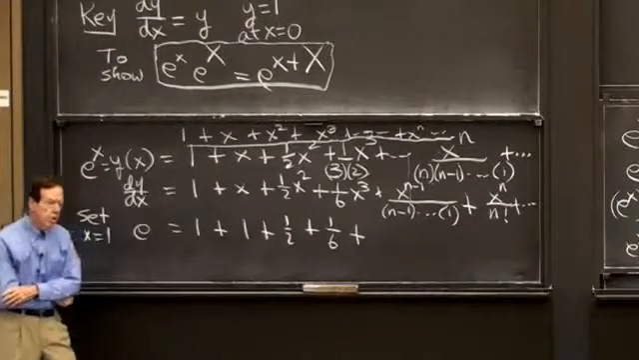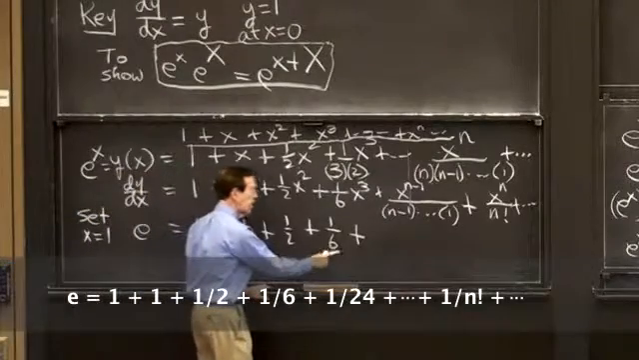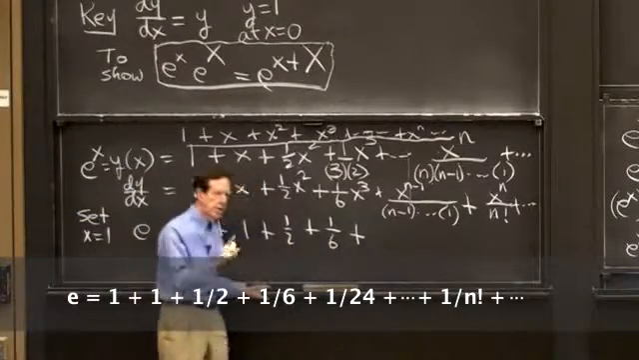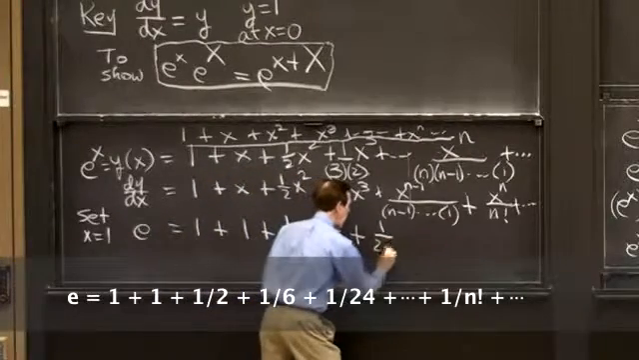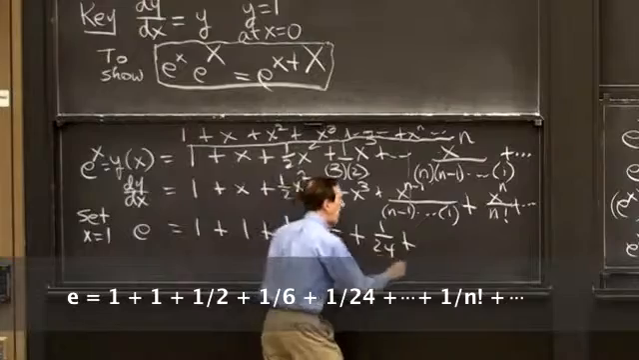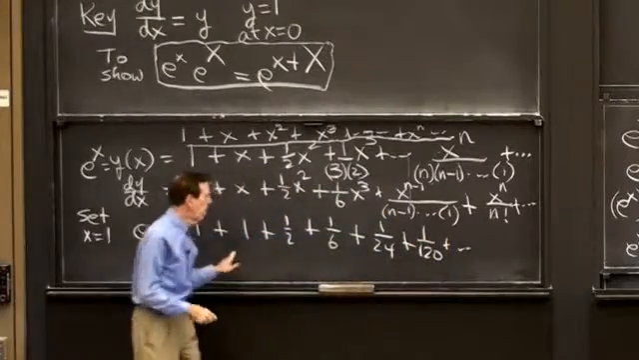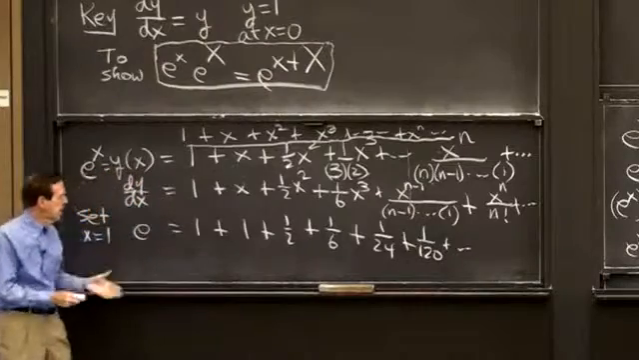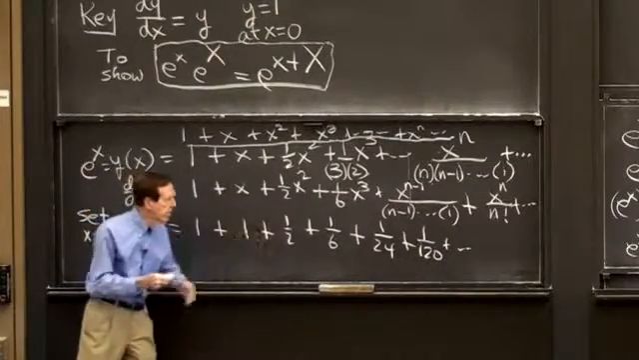Okay, what's the next term? This is 3 factorial, right? 3 times 2 times 1. The next term will be 4 factorial. I'll multiply that by 4. It'll be a 24th. And then times 5, 120th. And so on. They're getting small. What can I tell you about this number? It will be a definite number.